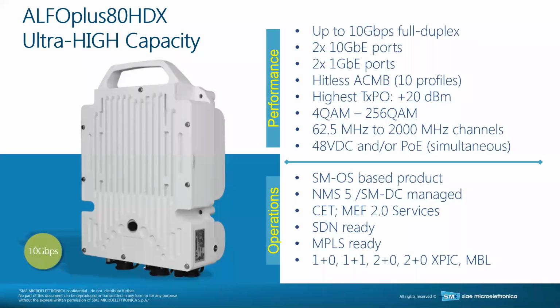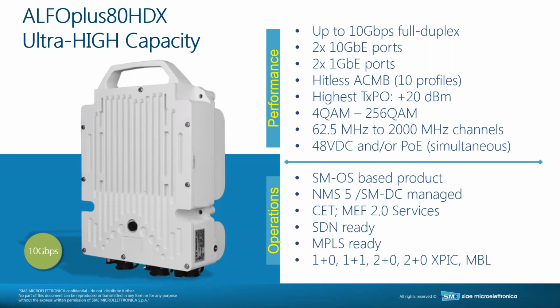So this is just a brief slide on the 10 gig E-band radio, our ALFOplus ADHDX. It does 10 gigabit full duplex. It's got two 10 gig ports and 2 1 gig ports on it. We do hitless ACM B. We add the B to the ACM because we can also change the bandwidth as well as the modulation on this radio. So we can go from, say, 2,000 meg wide down to a 500 meg wide channel, in addition to changing the modulation. When we do that, we actually can gain 6 dB on receive sensitivity, 3 dB in the change from 2,000 to 1,000, another 3 dB in the change from 1,000 to 500 megs.